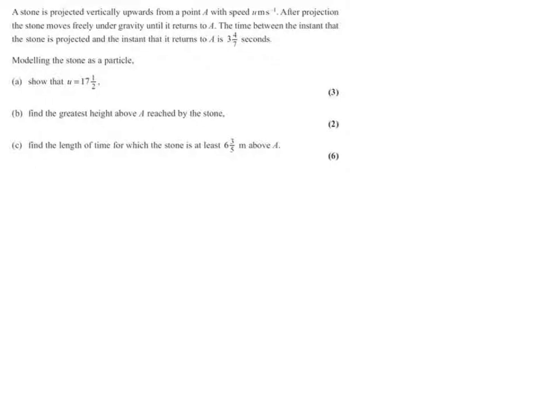In part B, I'm going to draw myself a new diagram because I'm now looking for the greatest height. I'm not looking for when it gets back to A again. So to avoid any confusion, here's my diagram. I now know that the initial velocity is 17.5. I know that my final velocity up here is 0, and I know that I've still got acceleration due to gravity of minus 9.8.